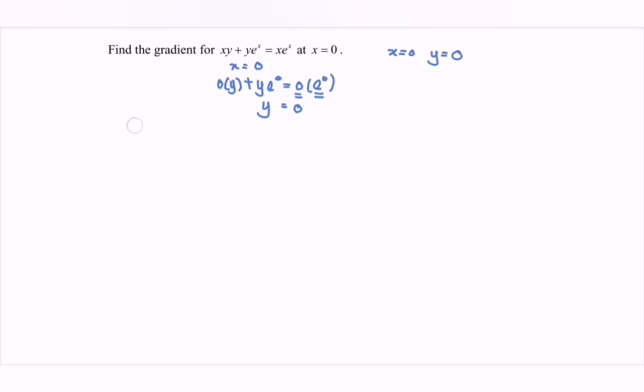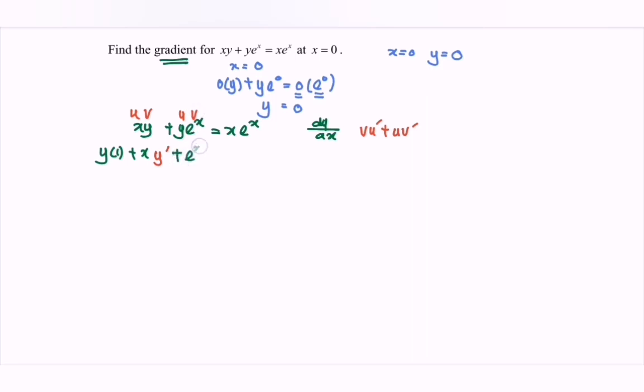Next, focus on the differentiation. We have xy plus y e to the x equals x multiplied by e to the x. Find the gradient, meaning that find the dy/dx. So making use of the product rule, we have v u prime plus u v prime. Let's say here we have the u and v. So let's begin. We have y multiplied with 1 plus x, then we have dy/dx. Continue. Here we have the u and here we have the v, plus we have e to the x.